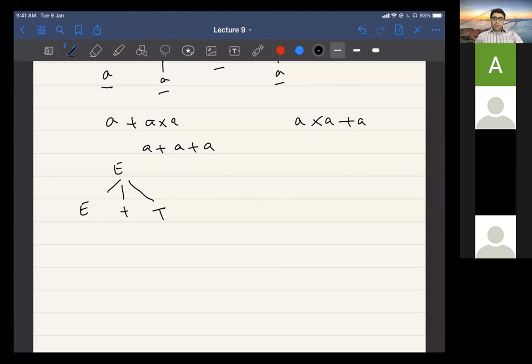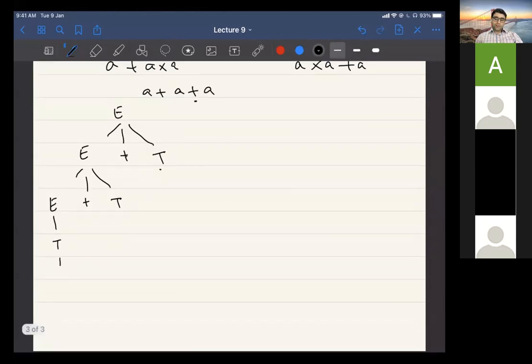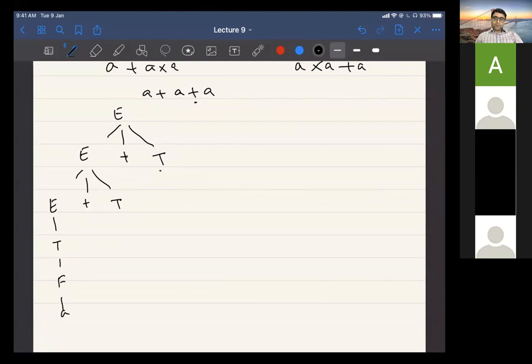Yes, sir. And now, since we know that T can only get multiplication signs or vectors, and the vectors can lead to single characters, right? So if we want another plus, this plus has to be aligned with this plus. So we would say E plus T. Now this E would be T, and then F, and then A. This would be F, then A. This would be F, and then A. So we have A plus A plus A.